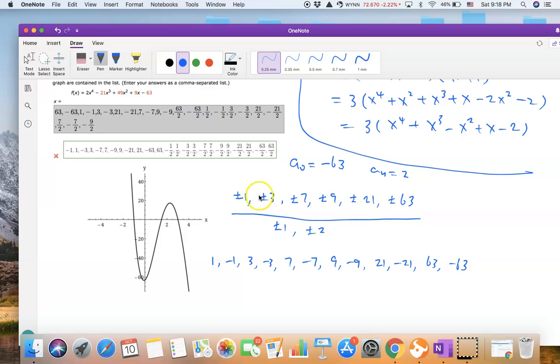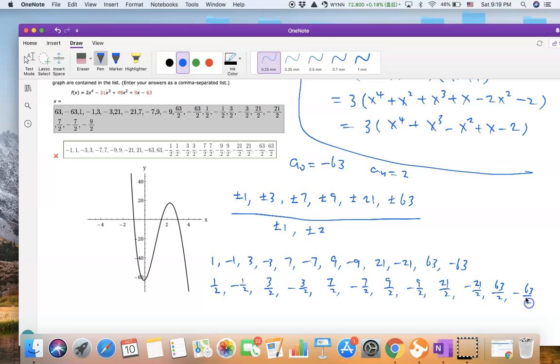Okay, this time I divide by positive 2, negative 2 into these numbers. So I have 1 over 2, negative 1 over 2, 3 over 2, negative 3 over 2, 7 over 2, negative 7 over 2, 9 over 2, negative 9 over 2, 21 over 2, negative 21 over 2, 63 over 2, negative 63 over 2.